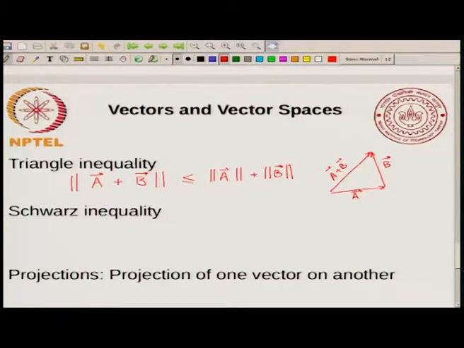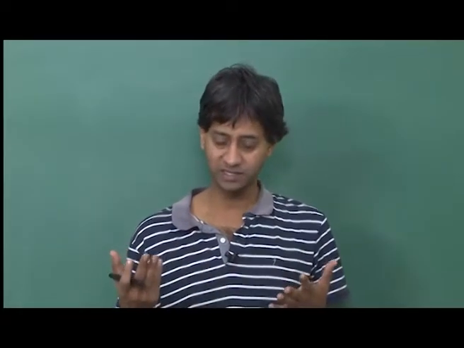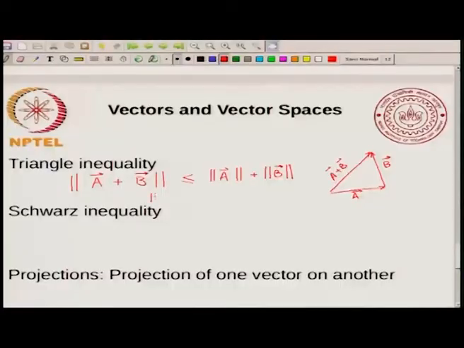So, the length of this plus the length of this should be greater than or equal to the length of this. That is called the triangle inequality, and in 3D space you are used to thinking of this as saying that the sum of two sides should be greater than or equal to the third side. But this is a general relation for any vectors. The norm of A, just to remind you, is the square root of A dot A. So, it is defined in terms of the dot product, and this is actually a property of a dot product. Any dot product that satisfies the axioms of dot product will satisfy the triangle inequality.